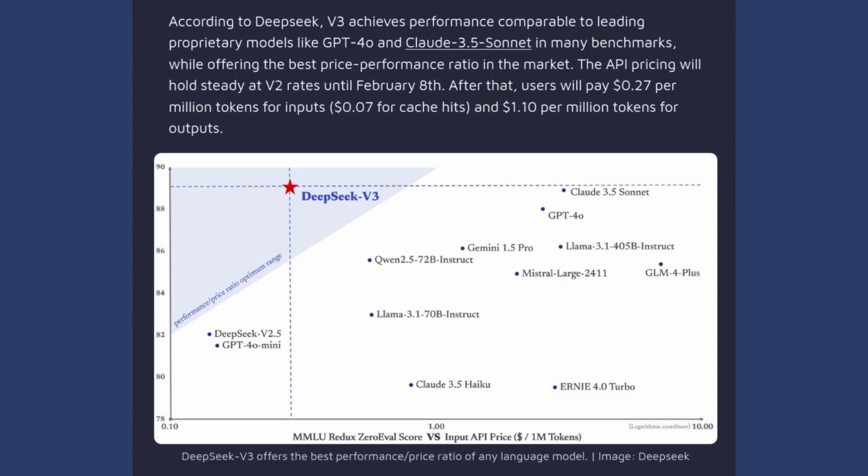It is a new day, and we have another new frontier model release. Today, it is Deepseek version 3. According to Deepseek, V3 achieves performance comparable to leading proprietary models like GPT-4o and Claude 3.5 Sonnet in many benchmarks, while offering the best price-performance ratio in the market.